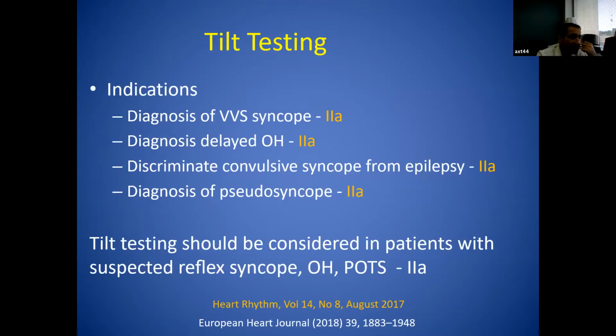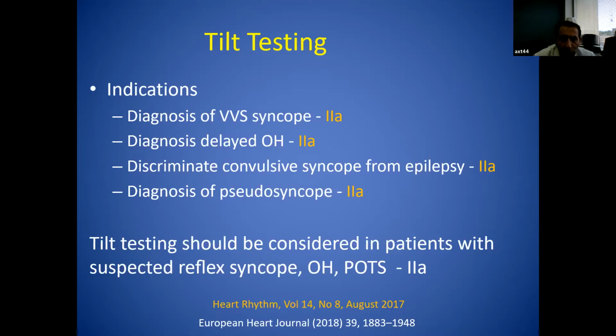So if somebody's on a tilt test and all of a sudden they just drop and there's no drop in their blood pressure, there's no change in their heart rate, it's probably psychogenic syncope. Okay, I've seen that twice, not that often. But tilt testing should be considered in patients with suspected reflex syncope, orthostatic hypotension, or POTS.